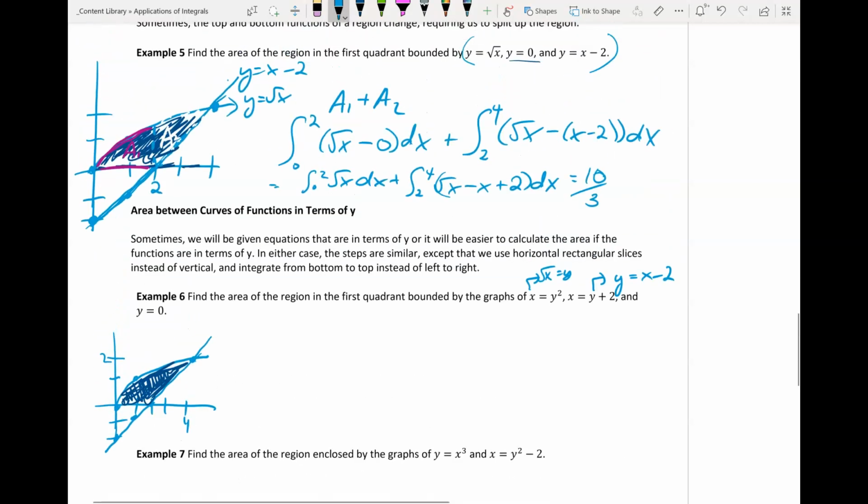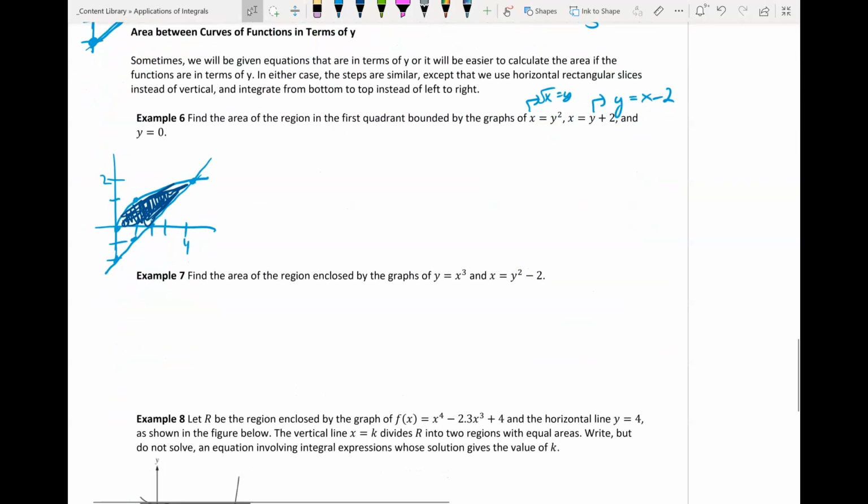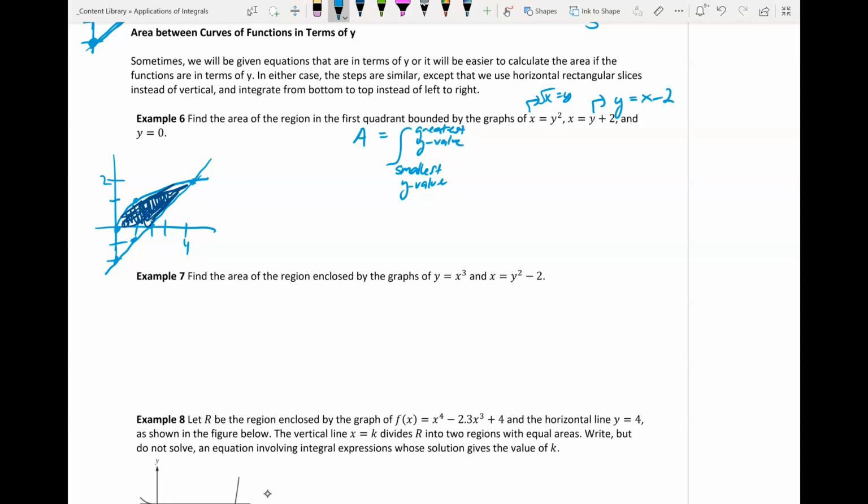So here in this example, we did two sections. If we use our functions in terms of y, we only need to do this once. We're going to use our right function minus our left function. So it's going to be the smallest y value to the greatest y value that we're bounded between those two curves. And then you do your right function minus the left function. And because we're in terms of y, it'll be dy.